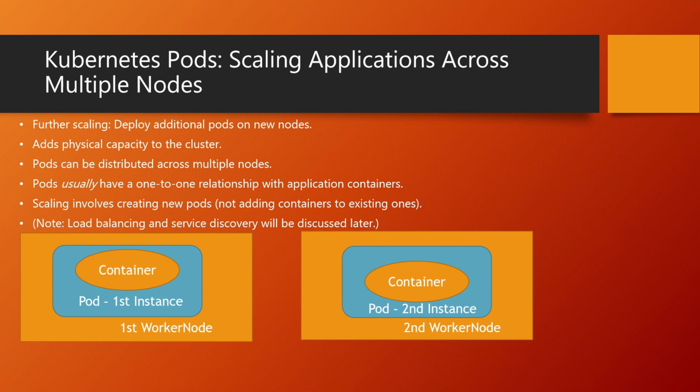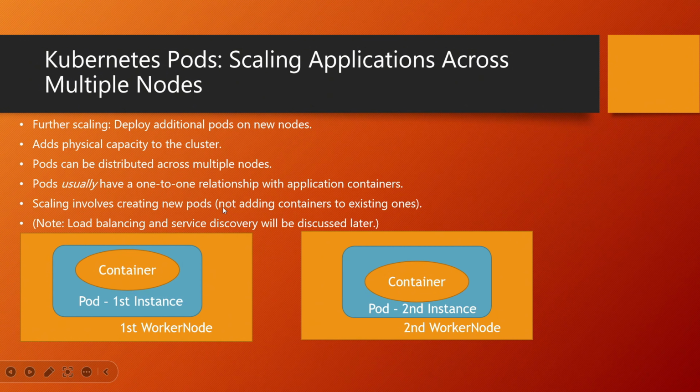Let's say you are deploying a single instance of your application, that is going to be deployed on the first worker node. And if the second worker node is already available and has the minimum CPU and memory, then the second pod will be deployed onto the second worker node. In that way, you add physical capacity to the cluster as well, and your pods will be running on multiple worker nodes. So further scaling means deploying additional pods onto new nodes. It adds physical capacity to your cluster. Now pods can be distributed across multiple nodes.